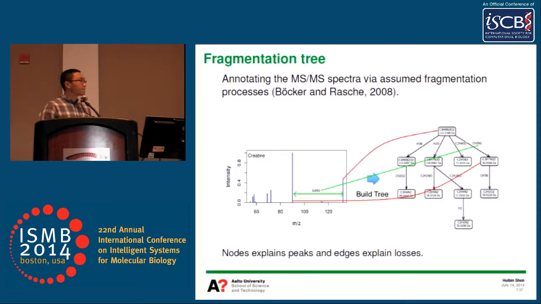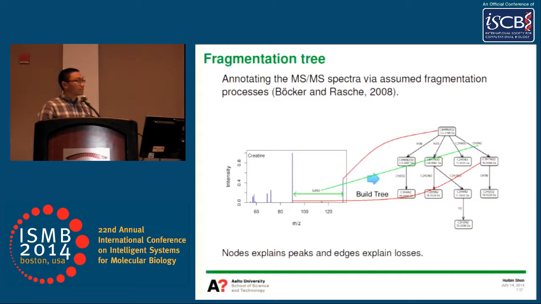So you start with each peak. For each peak you have a mass, and you find the molecular formulas, probably a set of molecular formulas sharing the same mass as the peak. So now for each of the peaks here, we have a set of molecular formulas corresponding to it. And now we are trying to connect the nodes, or let's say the molecular formulas. So how do you do that? You start with the highest mass peak, that will be the root here. And then you want to find a molecular formula which is a subset of the molecular formula in the root.